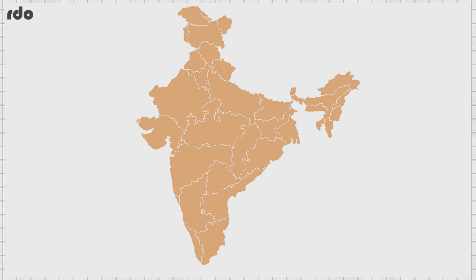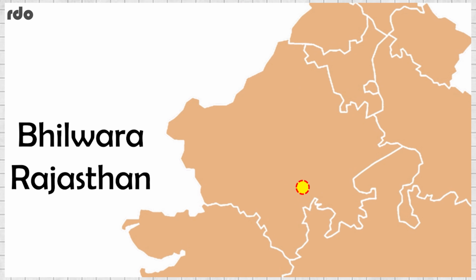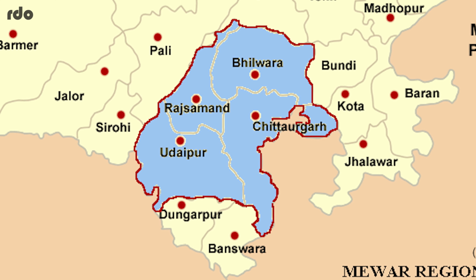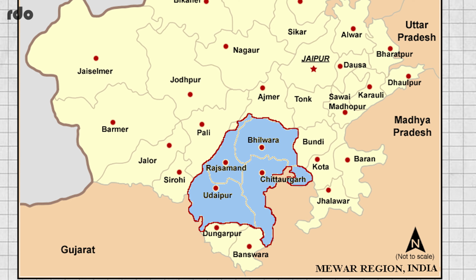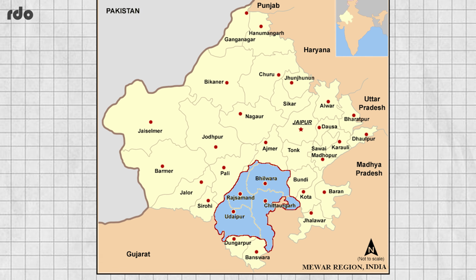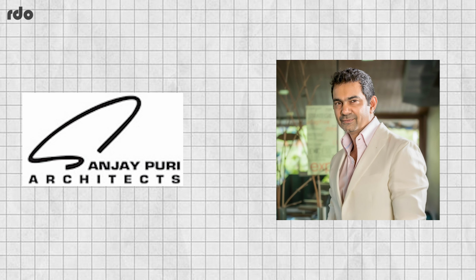Bhilwara city is located on the west side of India and the southeast side of the Rajasthan state. Bhilwara was formerly a part of the Udaipur princely state and became part of the Rajasthan state in 1948. This house was designed and planned by Sanjay Puri Architects.